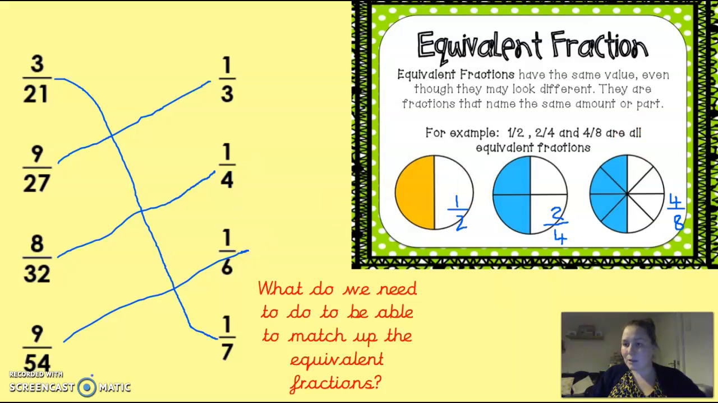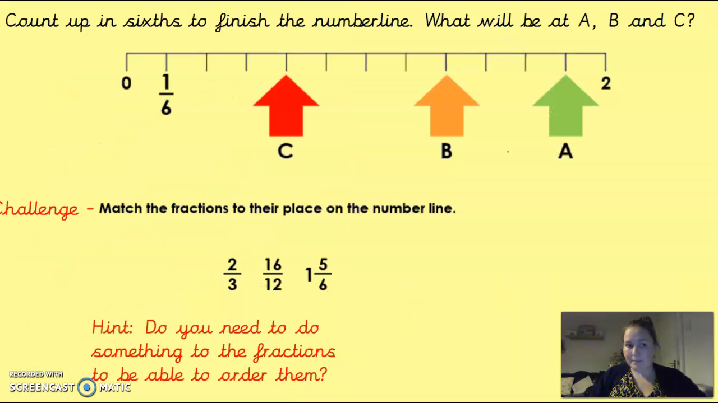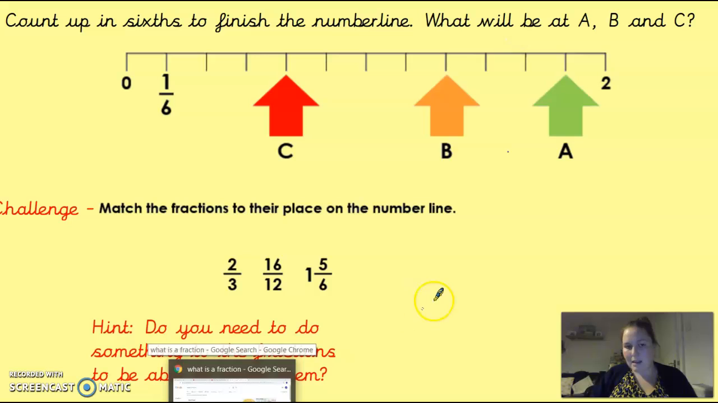Okay, let's have a little look at this further as we try to order and compare. So pause me here and have a look at the number line. Can you continue to count up in 6ths on this number line and tell me what would end up at the 3 arrows? If that proves really, really easy, then try to use some of your equivalent fraction knowledge and work out where these would go on the number line. Pause me there and do one of those 2 tasks.